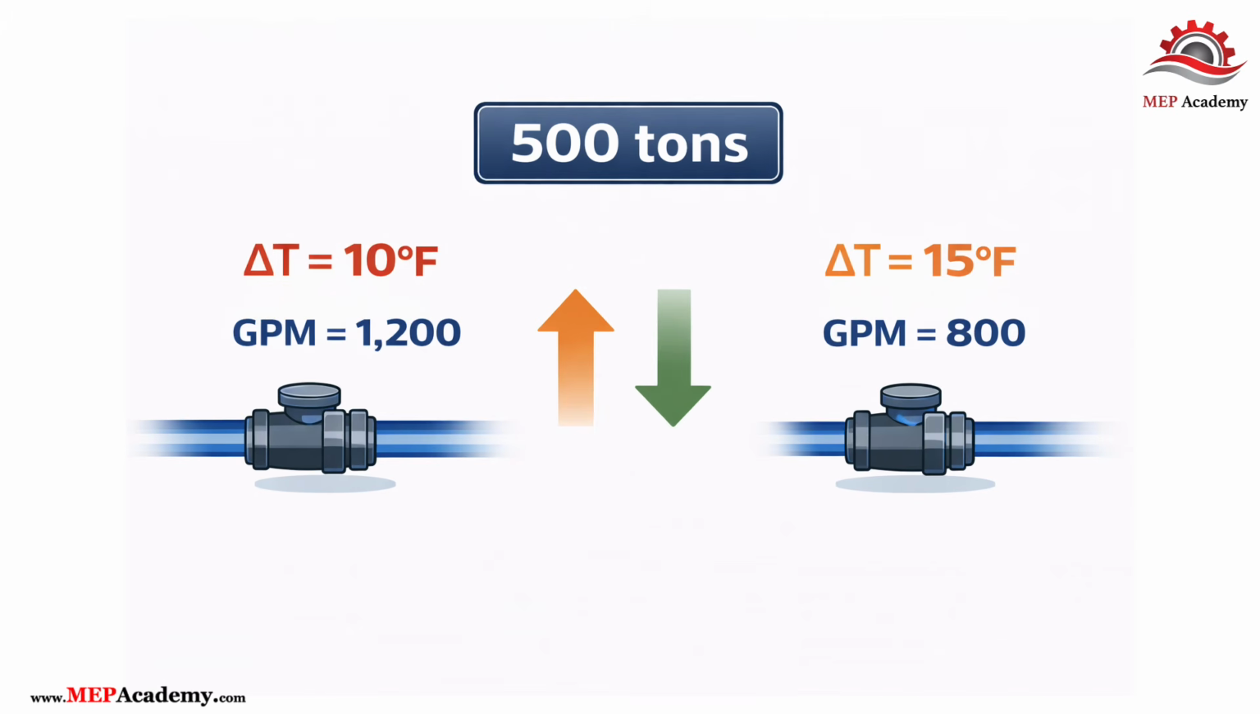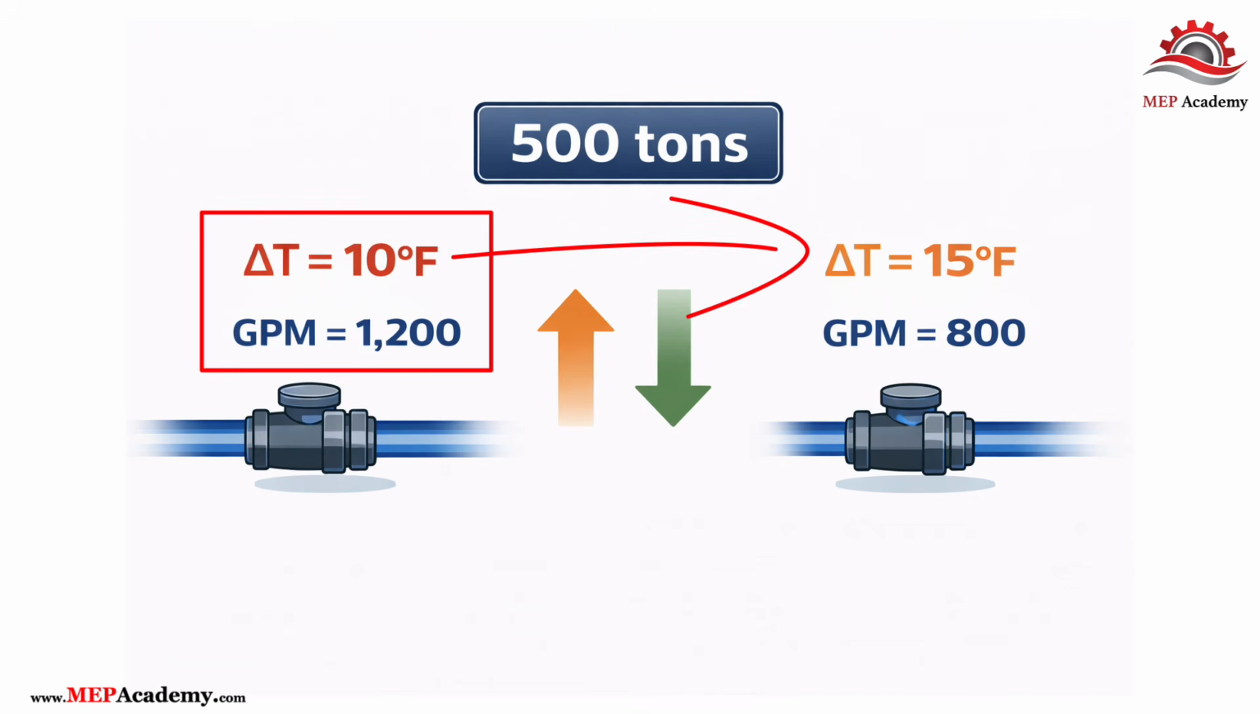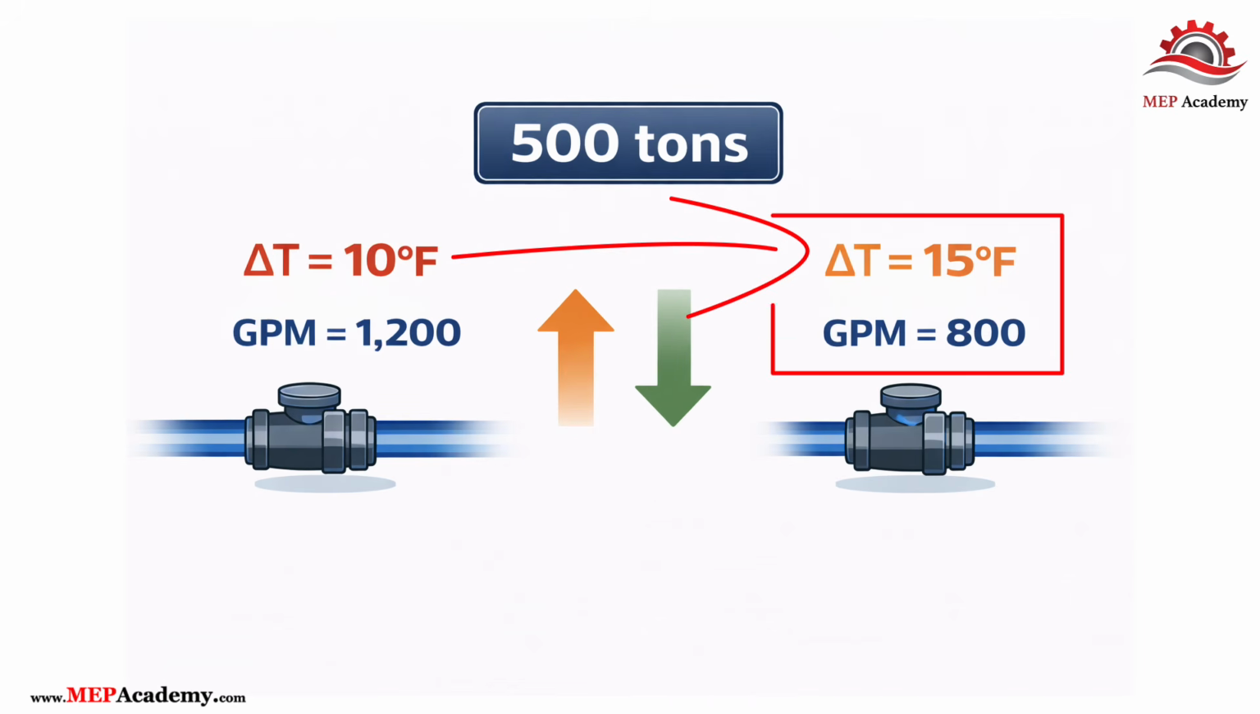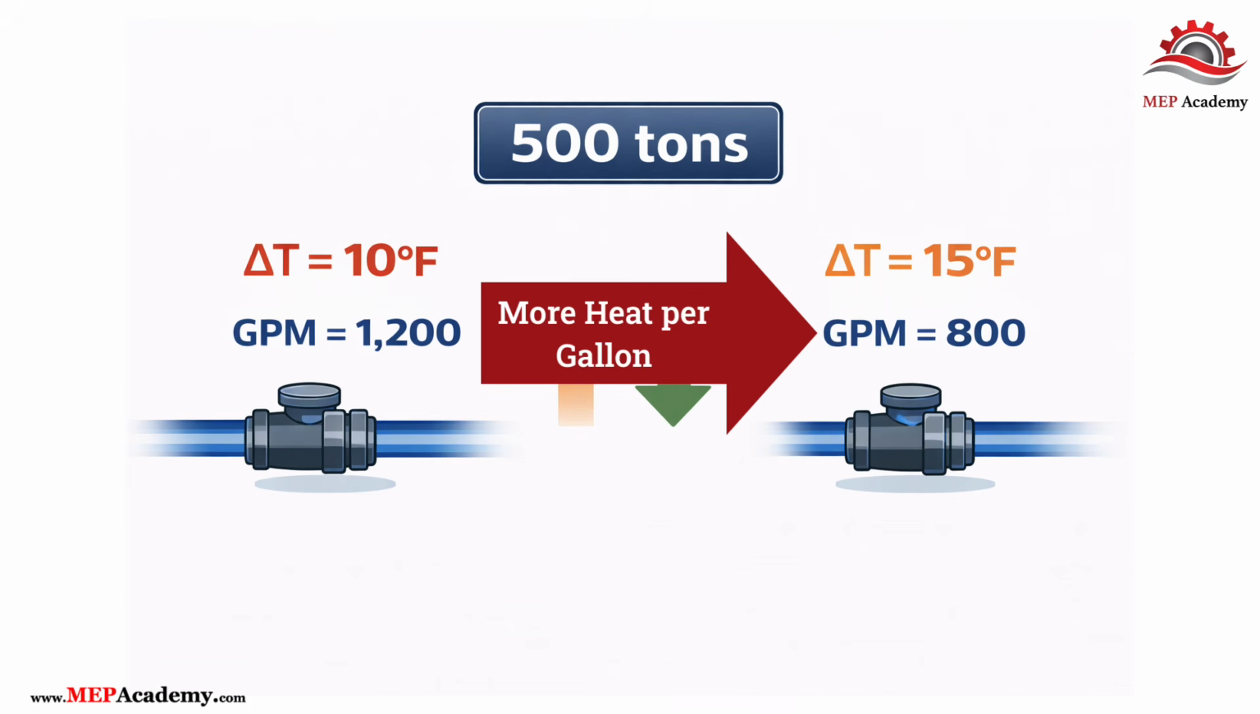Core relationship number 1. At a fixed load, DT determines required GPM. When the cooling load is fixed, the temperature difference across the system determines how much water must flow to move that heat. With a 10-degree temperature difference, approximately 1,200 gallons per minute are required. Increasing the temperature difference to 15 degrees reduces required flow to about 800 gallons per minute. The load did not change, only how the heat was transported. What this means physically. A higher DT means each gallon of water carries more heat. Fewer gallons are needed to move the same cooling load.